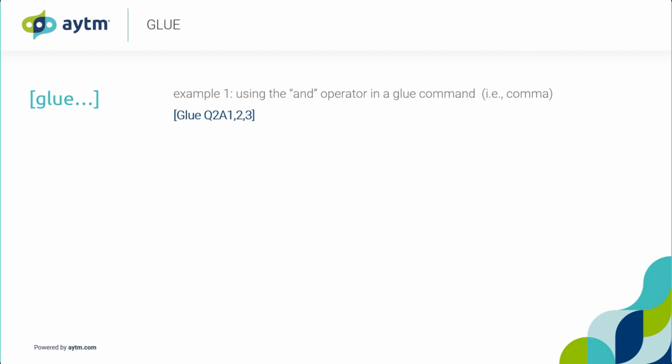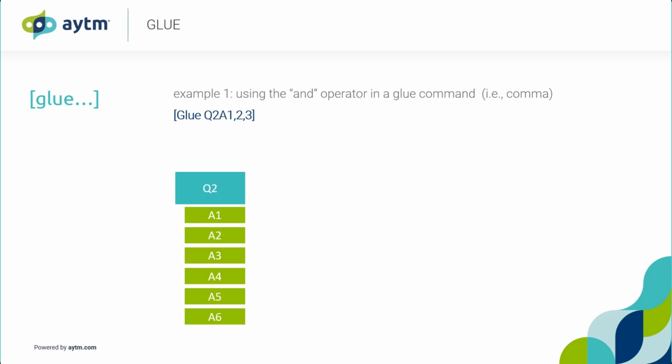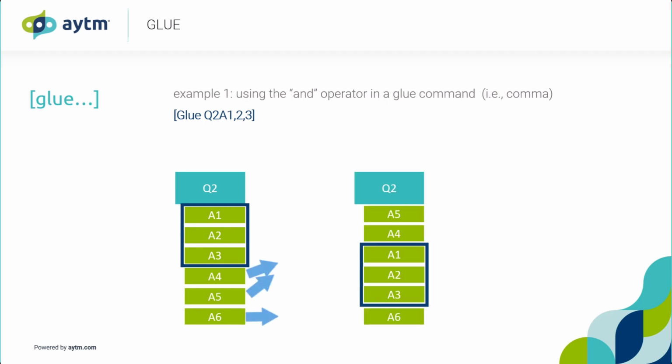This example will show you what Glu does when you use AND logic, which is expressed with commas. Glu will always show the answer options expressed in the logic, in this case question 2 answers 1, 2, and 3, in the same order, but in a random spot within the larger list of answer options. See how the other answer options randomized?